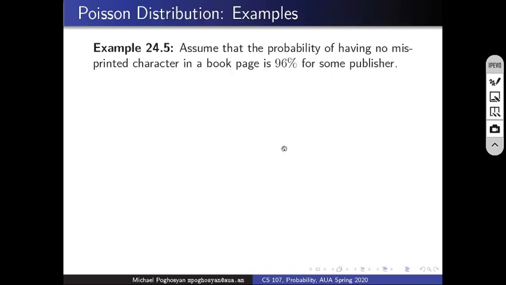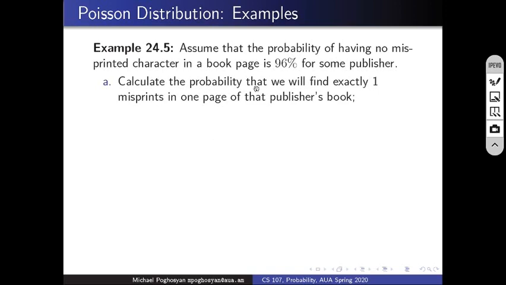Now, another example about Poisson distribution. Assume that the probability of having no misprinted character in a book page is 96% for some publisher. So calculate the probability that we will find exactly 1 misprint in 1 page of that publisher book.